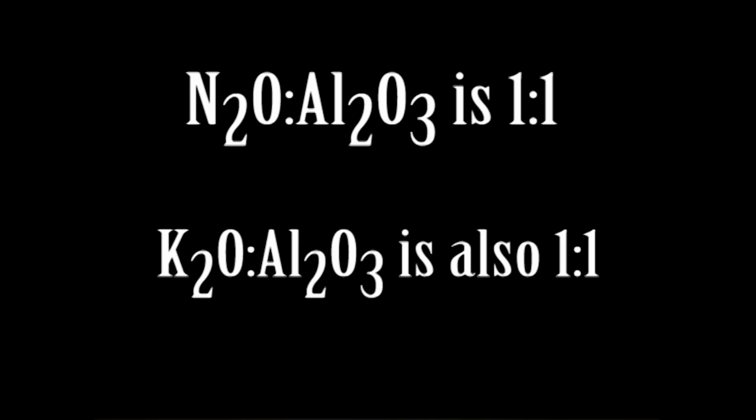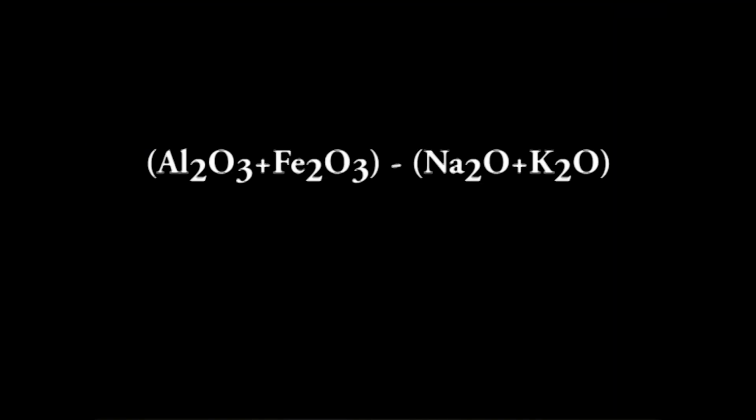Second, in albite, the molecular ratio of Na2O to Al2O3 is 1:1. Similarly, in potash feldspar, the molecular ratio of K2O to Al2O3 is also 1:1. Therefore, the molecular proportions of Na2O and K2O are added, that is Na2O plus K2O, and an amount equal to their sum is subtracted from the molecular proportion of Al2O3 plus Fe2O3, that is Al2O3 plus Fe2O3 minus (Na2O plus K2O).